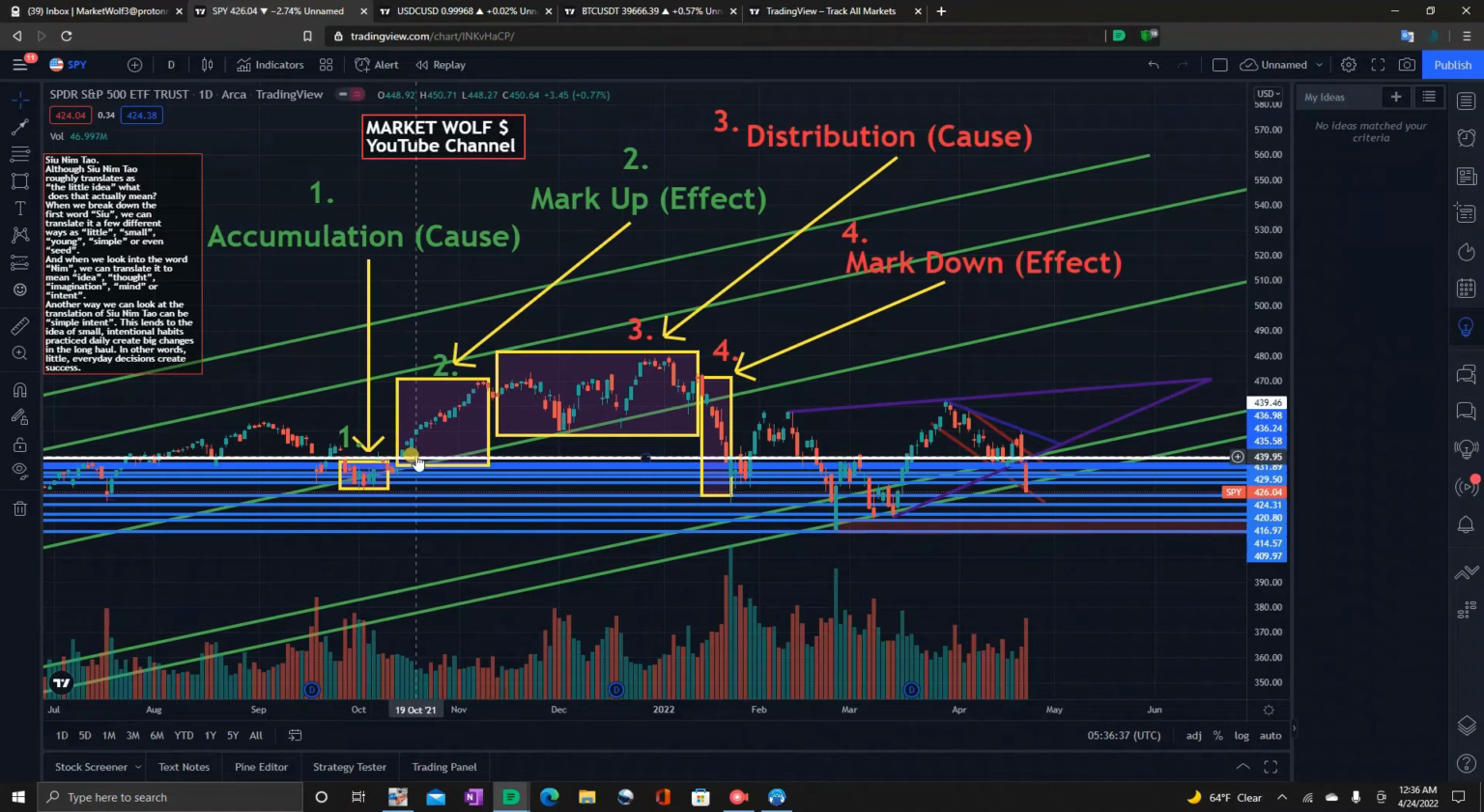Now, typically, and unfortunately, this is where retail, the normal trader, starts to buy in.